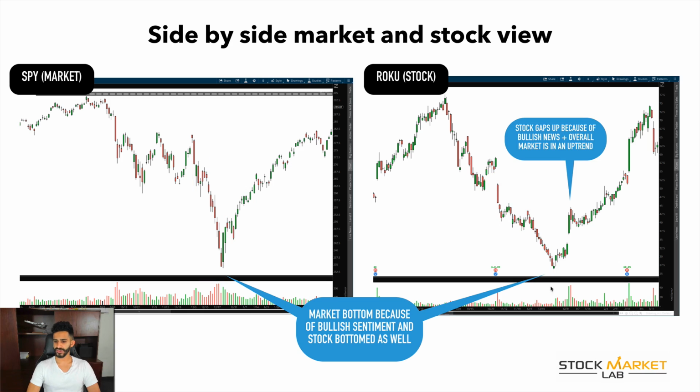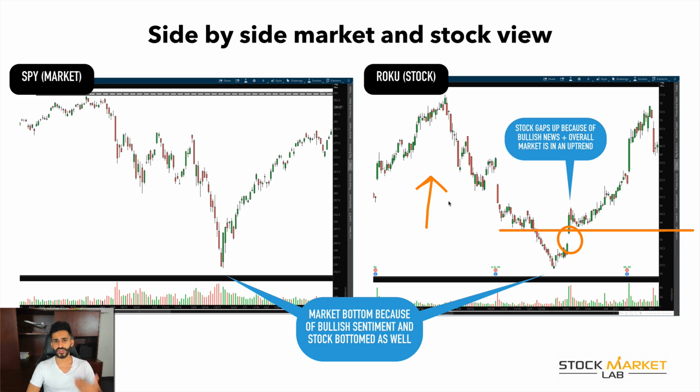Now, what happened after December? Company Roku came out with good news. Stock gapped up because of bullish news. Overall market is in an uptrend. So the good news Roku came out with, just to kind of start giving you ideas of good news, is that they announced that their streaming numbers were up. They basically announced that we, as a company, we are growing.